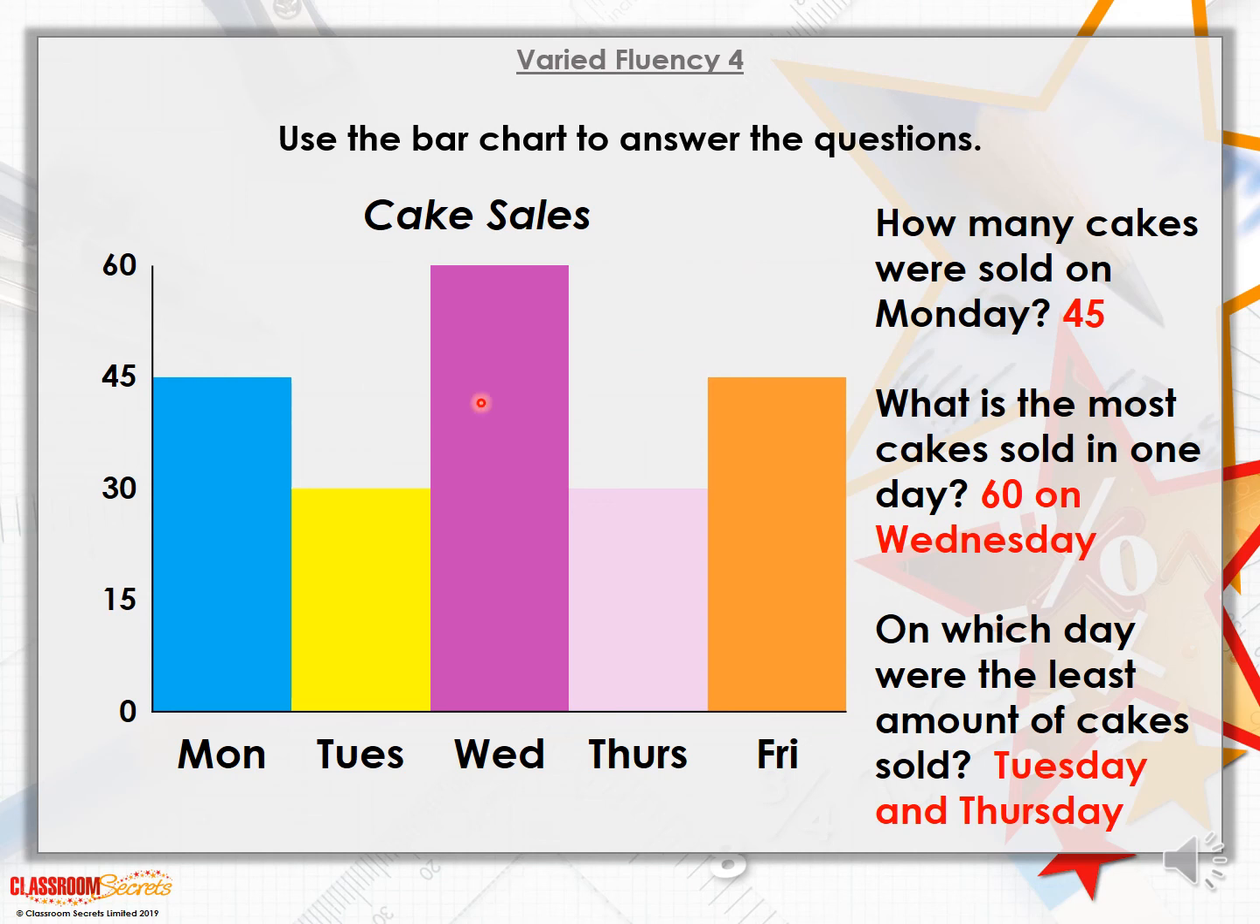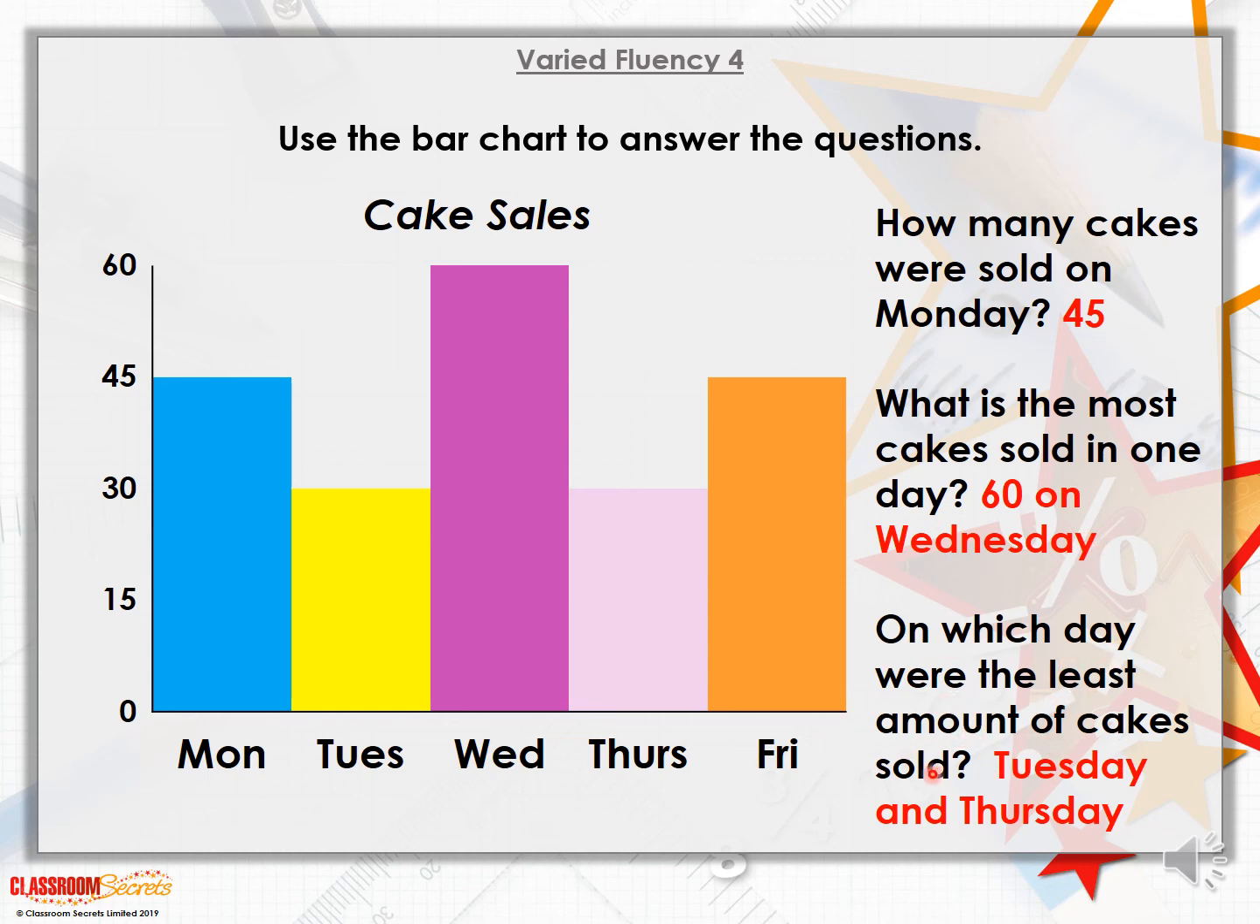For the second question, what is the most cakes sold in one day? For this bit of information, I need to make sure I'm looking at the most cakes sold. Looking at the bars, which one is the biggest? Which one has the biggest value? Looking at Wednesday, it looks like 60 was the highest answer, because all of the other bars are smaller. So that's the answer for that one: 60 on Wednesday.